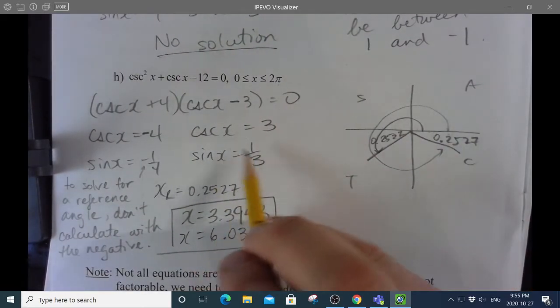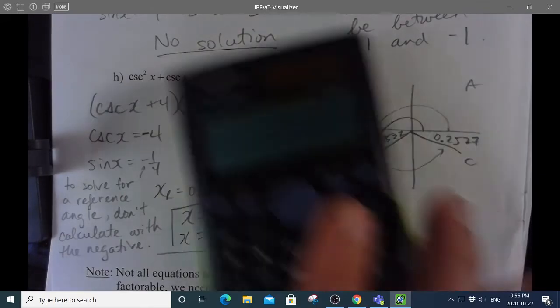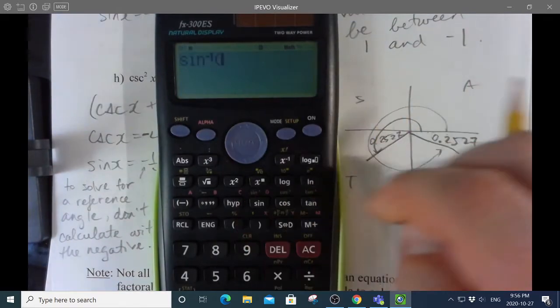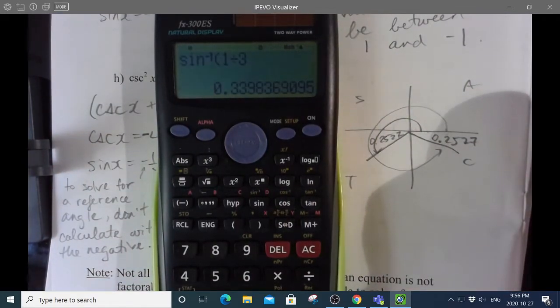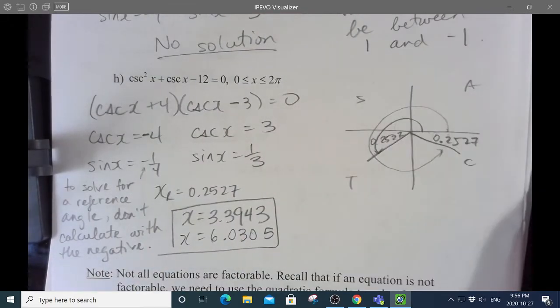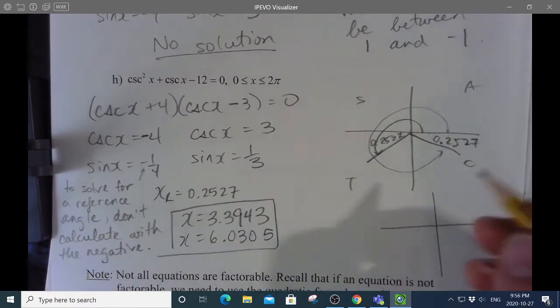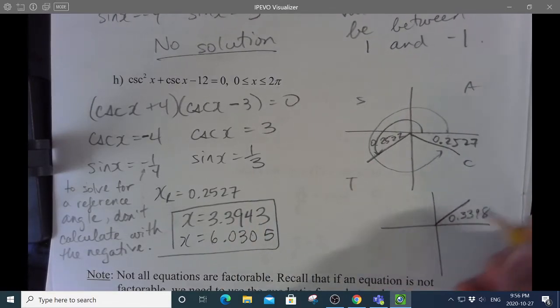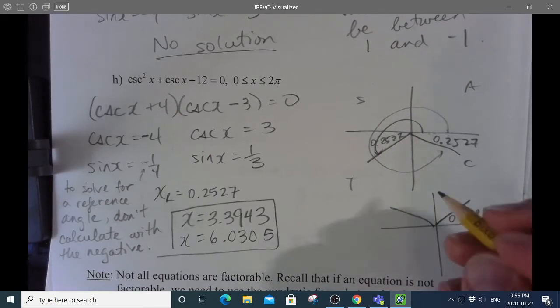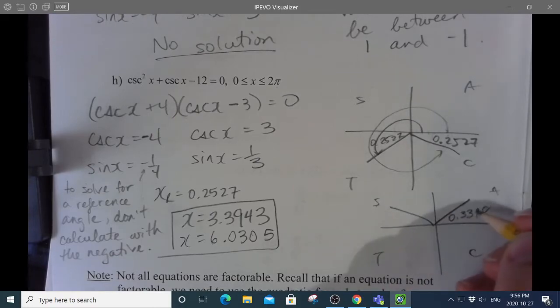What about where the sine of x is a third? Well, basically repeat the process. Inverse sine of 1/3, and I get 0.3398. So I'm going to put that one over here, maybe. So where is sine positive? Sine is positive here, so 0.3398. Sine is positive over here. Nope, sorry, C-A-S-T. Yeah, sine is positive over here.